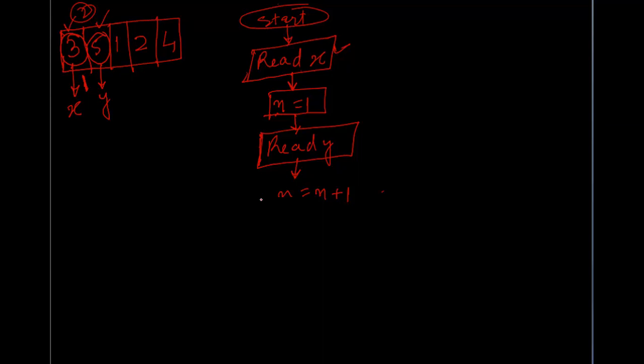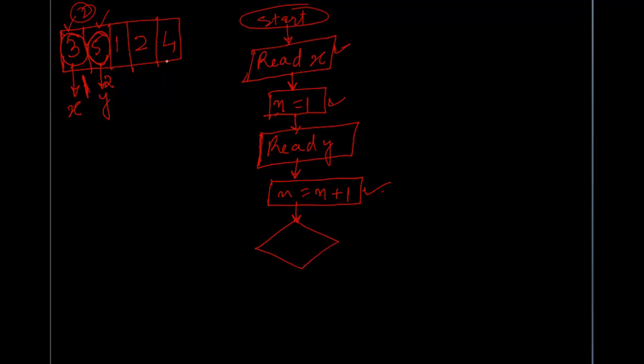I am incrementing the last value of n by 1. So from 1 it becomes 2. It was 1 here, now it becomes 2. This means I have read the second number, which is 5. Now I have read two numbers and I have given serial number n as 1, and 1 plus 1 is equal to 2.